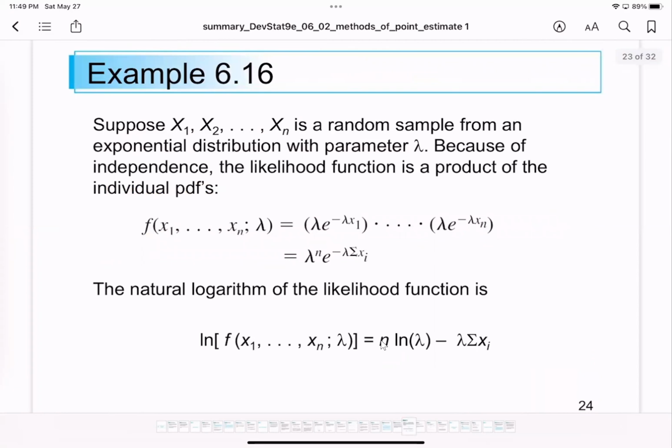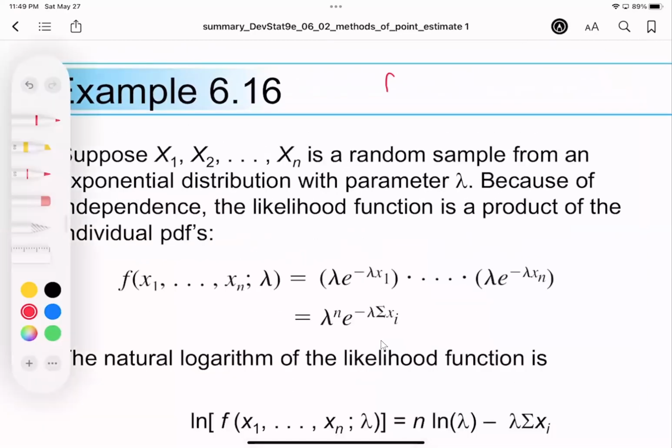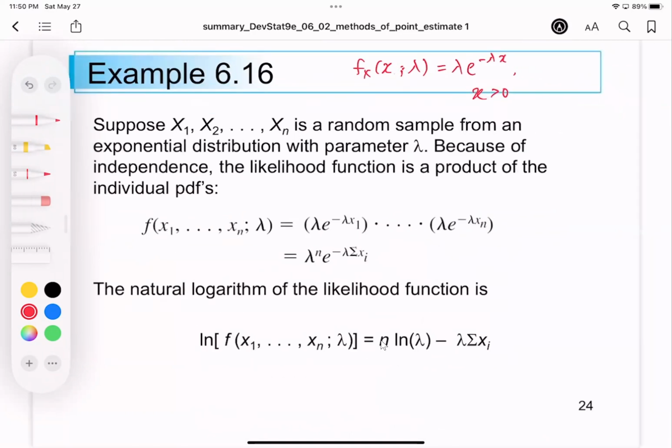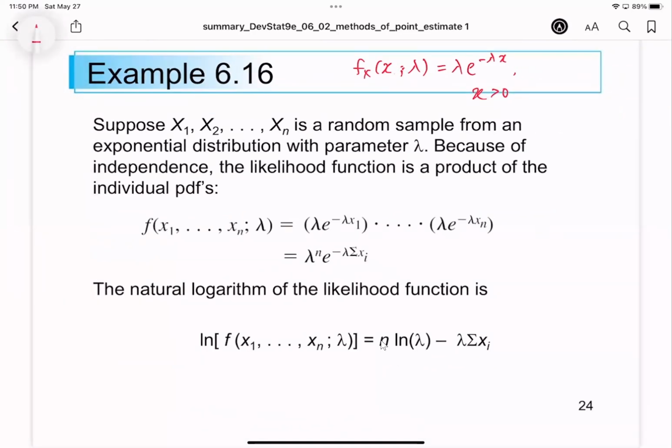Here's an example. For this example, we have a sample from an exponential distribution with parameter lambda. The exponential distribution has a density function given by this one and has one parameter. That parameter is lambda, which is the rate. So here, f of x with lambda is lambda e to the negative lambda x for x greater than 0, and it's 0 otherwise. So this is the probability density function for each of the observations. And what we have here is a random sample, which means x1, x2 up to xn are independent. And what we want to estimate is lambda.